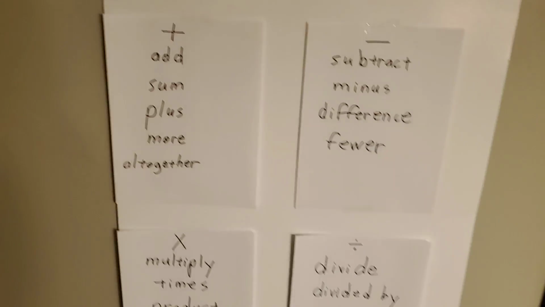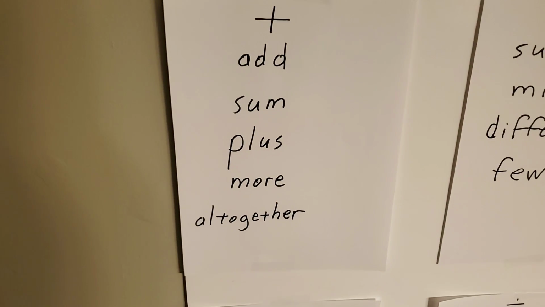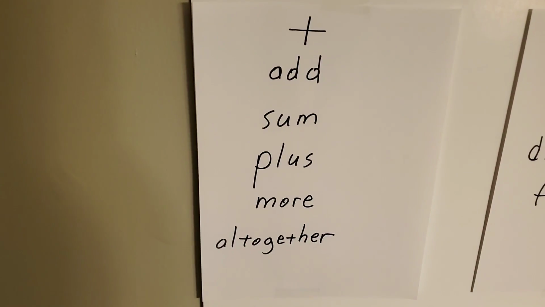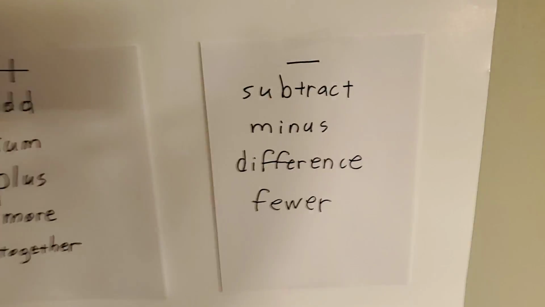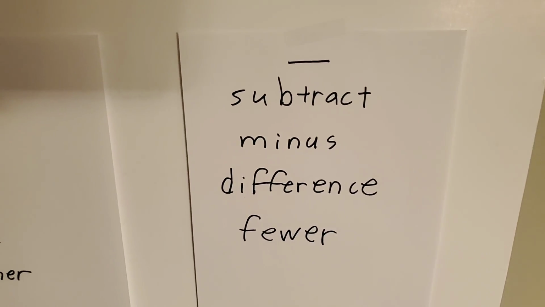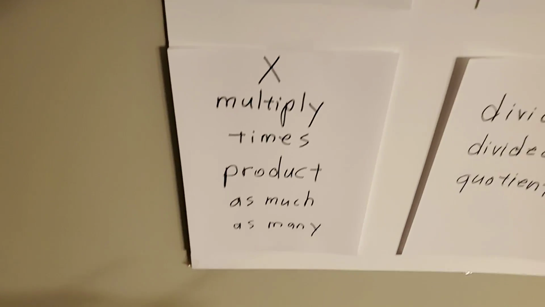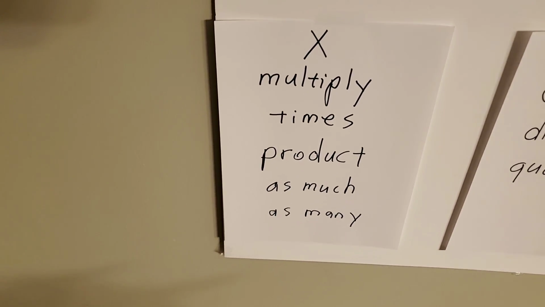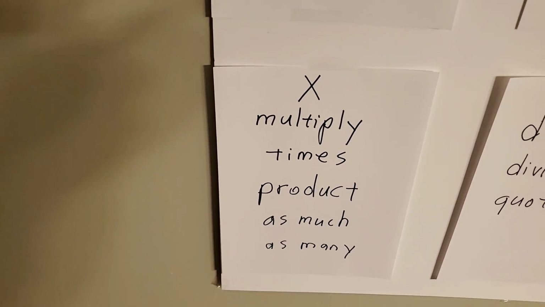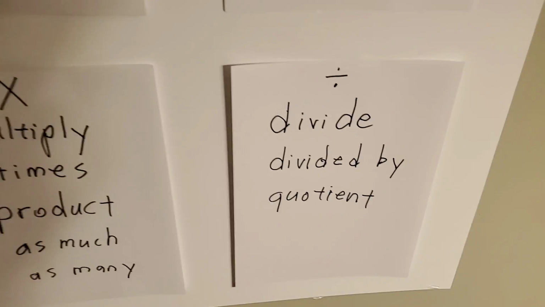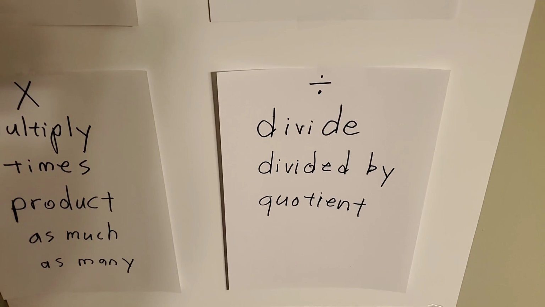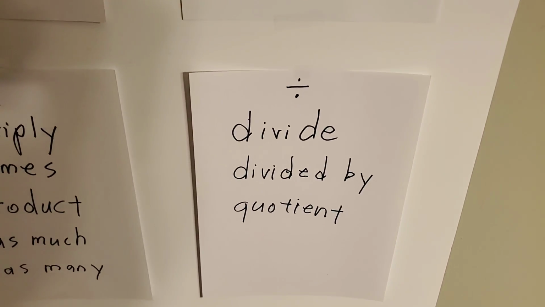So one more time. When you see words like add, sum, plus, more, all together, that lets us know that our operation is addition, and this is the sign we use. When we see words like subtract, minus, difference, fewer, our operation is subtraction, and we use a subtraction sign. When we see words like multiply, times, product, as much, as many, our operation is multiplication, and we use a multiplication sign. And when we see words like divide, divided by, quotient, our operation is to divide, and that is our division sign.